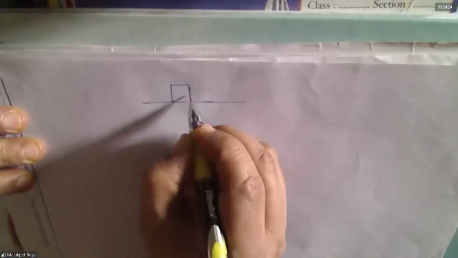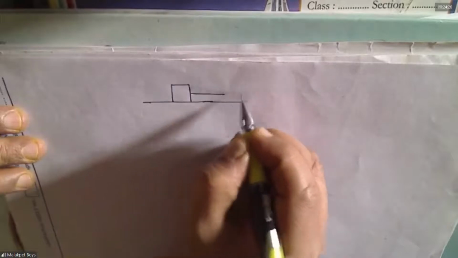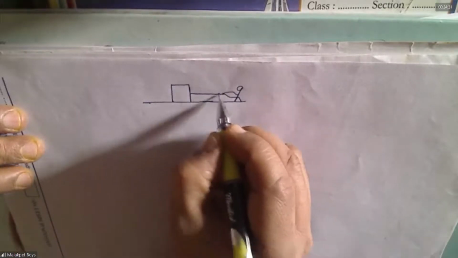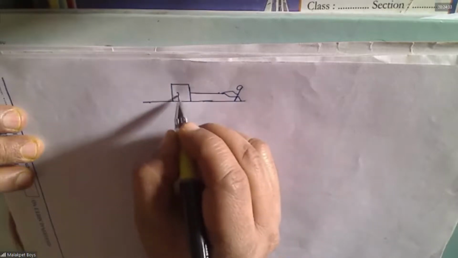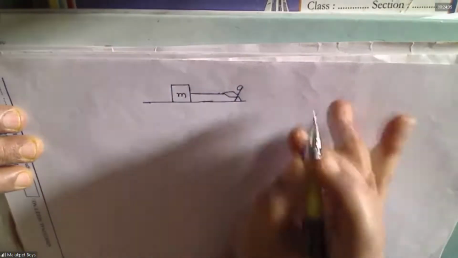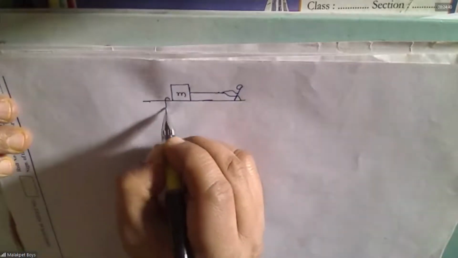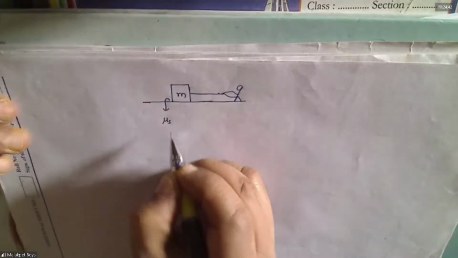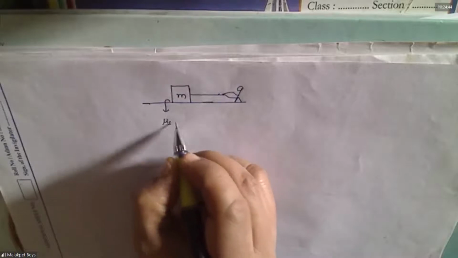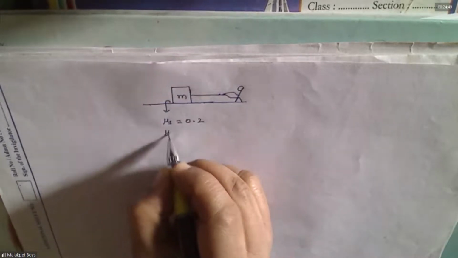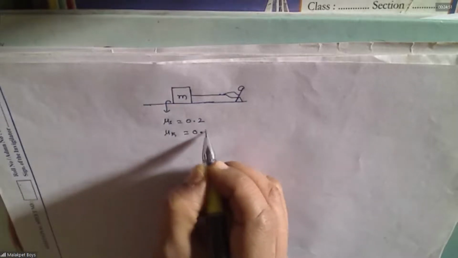Right. So it's a block with a force applied. A person is applying a force, like he is pulling like this. This is M. The person pulls. See here the coefficient of friction between the surface and the block. The static frictional coefficient is 0.2. The kinetic frictional coefficient is 0.15.